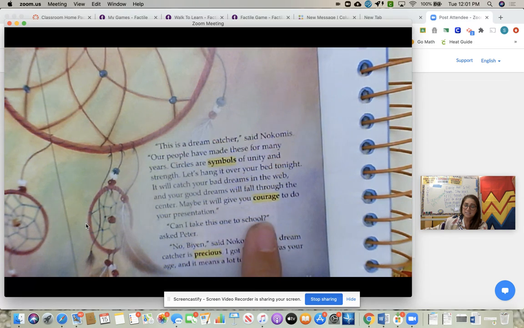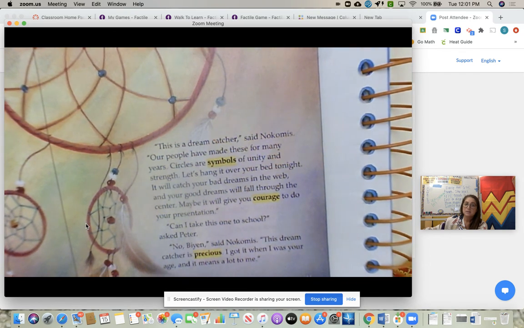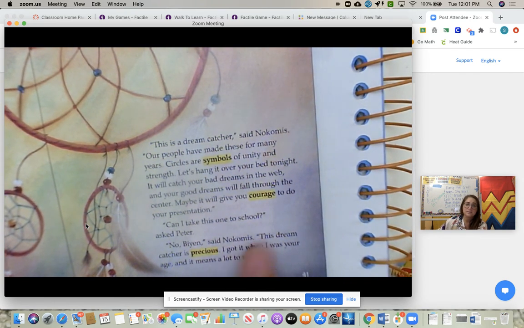Can I take this one to school? Asked Peter. No, Bayan, said Nokomis. This dream catcher is precious. I got it when I was your age, and it means a lot to me.